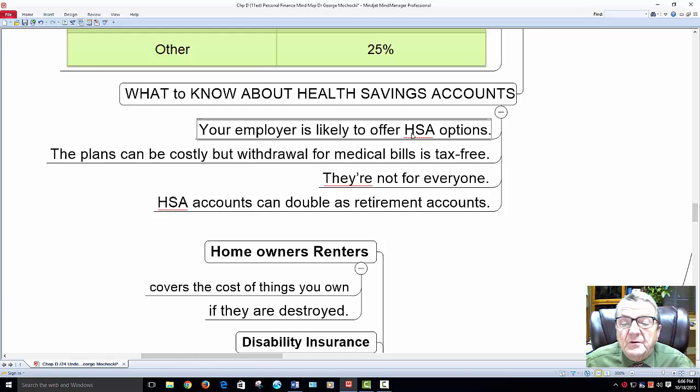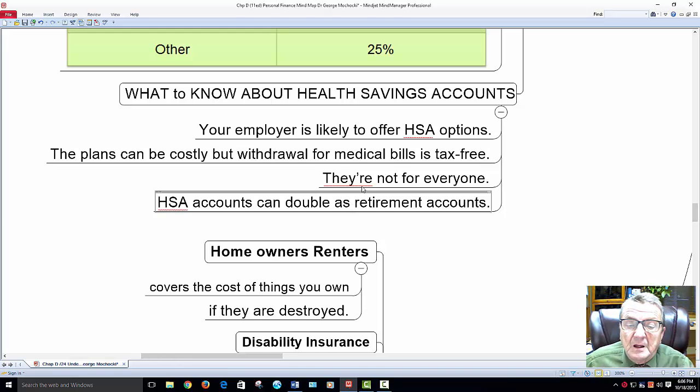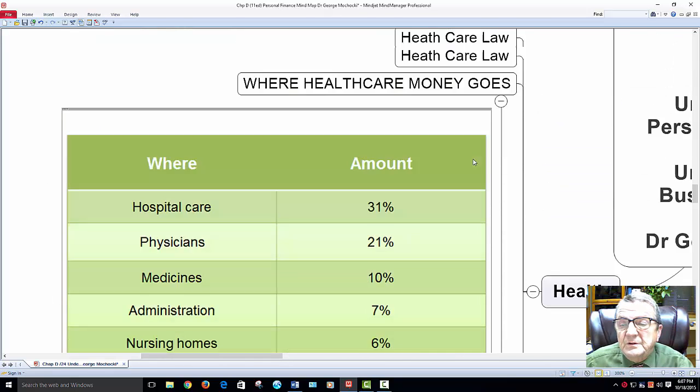Here's what to know about healthcare savings accounts. Your employer is likely to offer healthcare savings options. The plan can be costly, but withdrawal for medical bills is free and tax free. They're not for everyone. Healthcare savings accounts can double as retirement accounts, and it depends. It's money put away in case you need it.